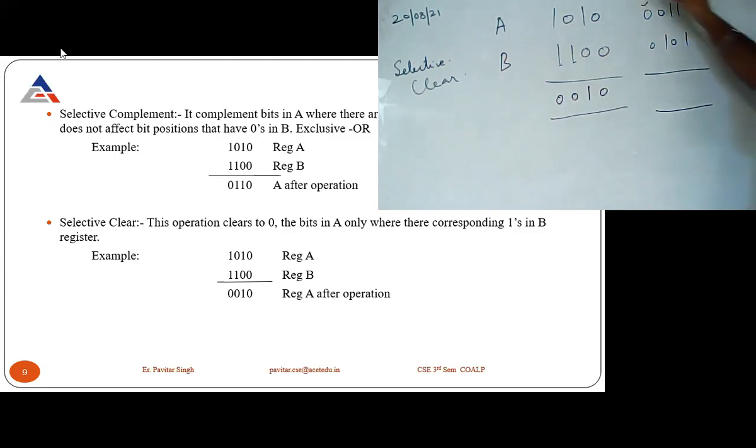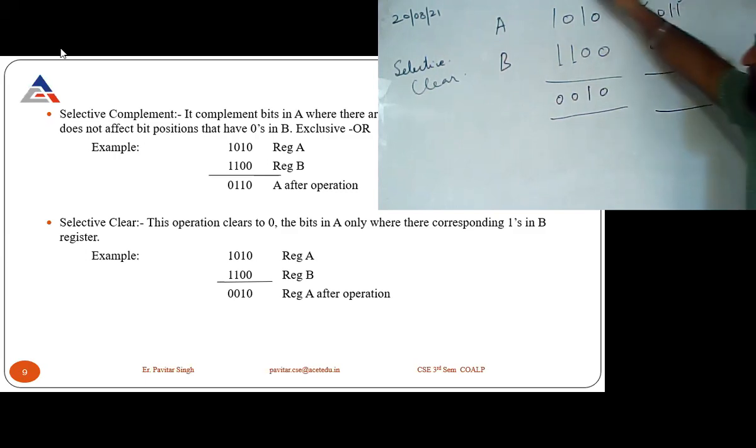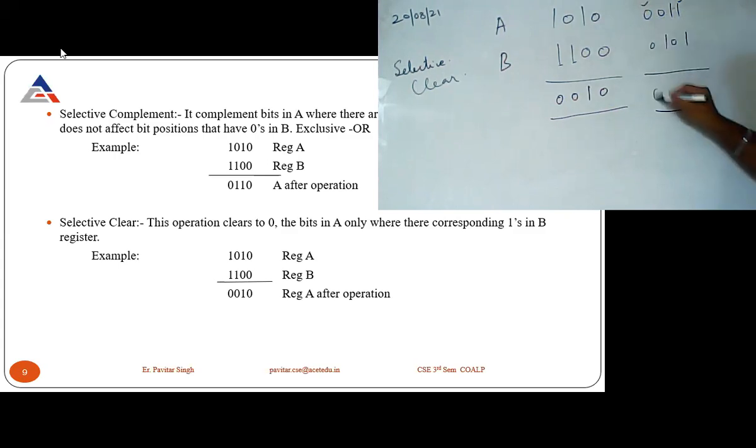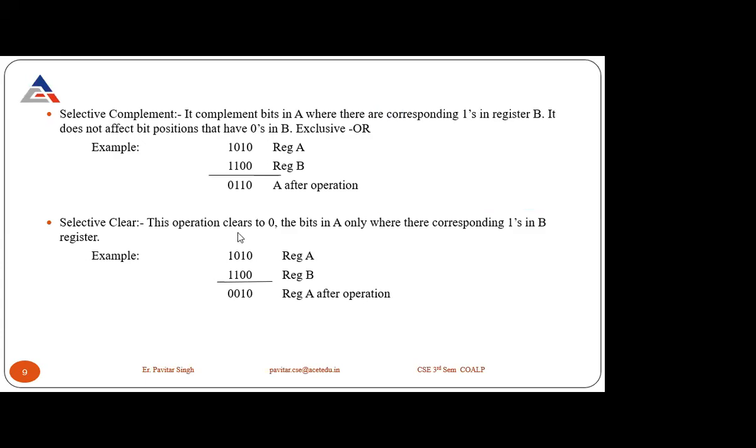This is the second example, that was the first example. Again for 0, 0 it will remain 0. For 1, 0 the bit is already cleared, so 0. For 0 it will remain the same, and for this one the answer will be 0, right? So these are the applications of logic micro operations.